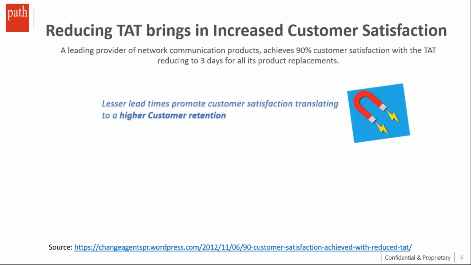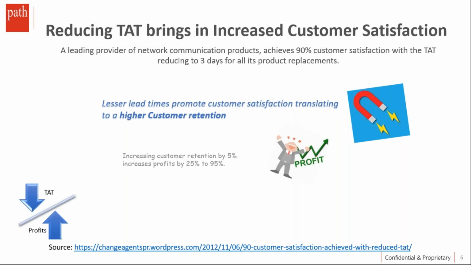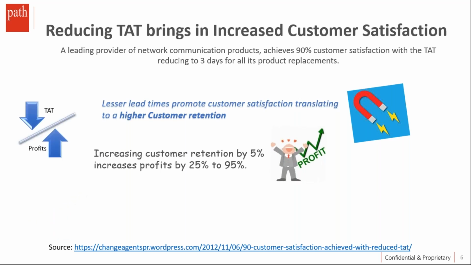So that means we can very well say that lesser lead times promote customer satisfaction, which translates to a higher customer retention. For you to generate consistent revenues, you should have a better customer retention. If I correlate this customer retention with the profits, we can see here increasing customer retention by 5% increases profit by 25 to 95%, as quoted by WordPress. So there's a direct correlation between that and profit, which means if you can cut down on that, you can earn better incentives, better revenues, better profits.